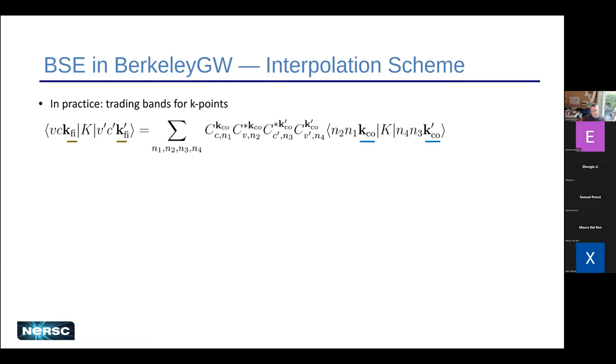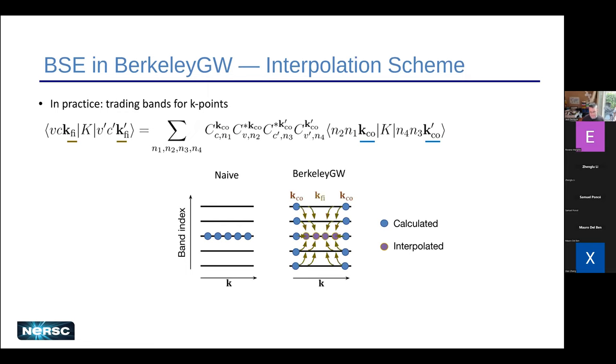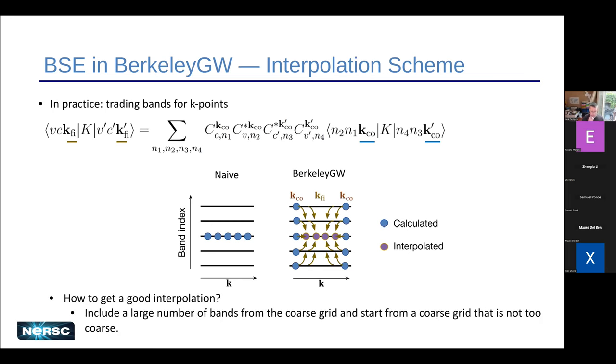And so in principle, what you can think about this interpolation scheme as doing is trading bands for K points. So we want to calculate the kernel on more bands than we necessarily want on the coarse grid in order to end up with a calculation on a finer set of K points on the fine grid. Okay, so the trick to get a good interpolation then is to use a larger number of bands on the coarse grid. And of course, the one trick to have improved convergence is to start off with a coarse grid that's also not too coarse.